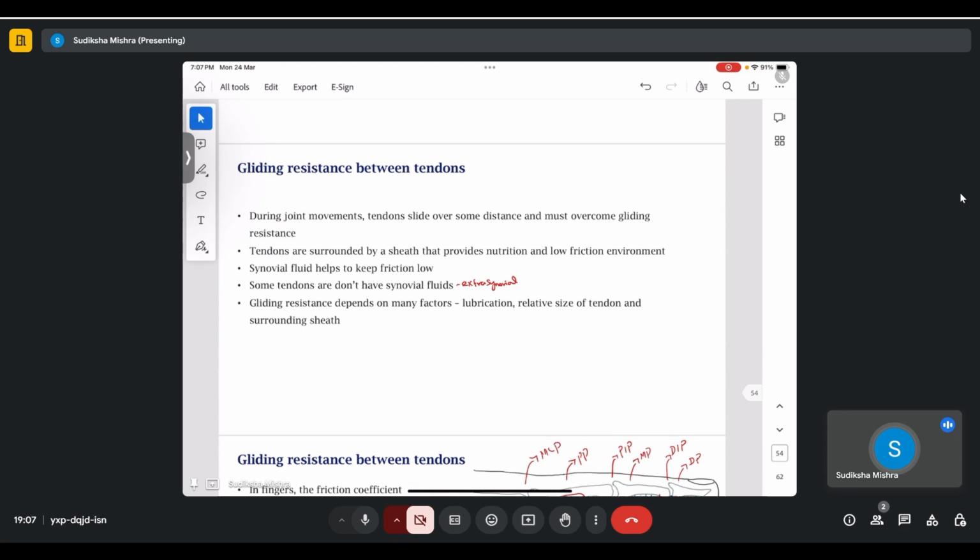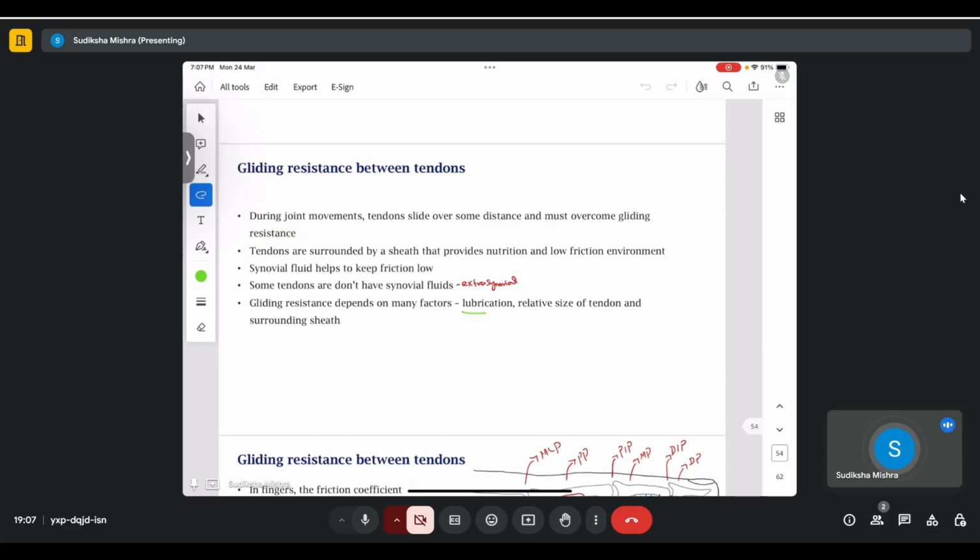A lot of the joints within the human body have synovial fluid in them. The synovial fluid acts as a lubricant of sorts, which keeps the friction at low values. However, some of these tendons might not have synovial fluid, and these are known as extra-synovial tendons.